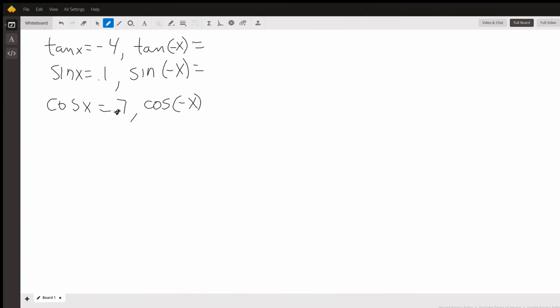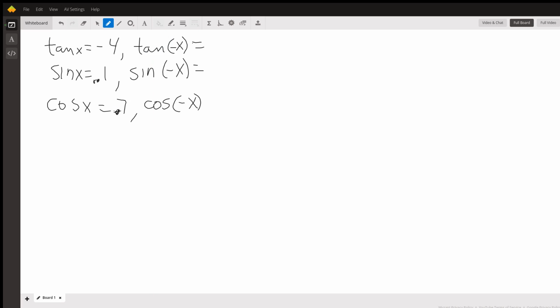Here's the question. It's about sine, cosine, tangent. Tangent x equals -4. What is tangent negative x? Sine x equals 0.1. Sine of negative x equals what? Cosine of x equals 0.7. Cosine of negative x equals what? Let me make sure: 0.1 for sine and 0.7 for cosine.